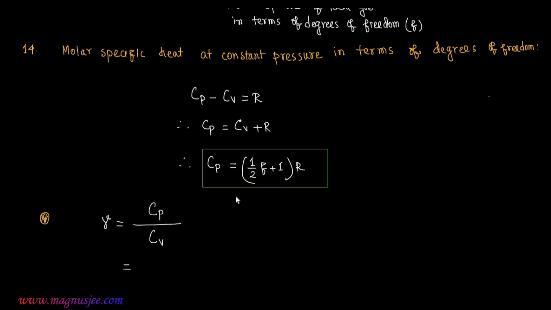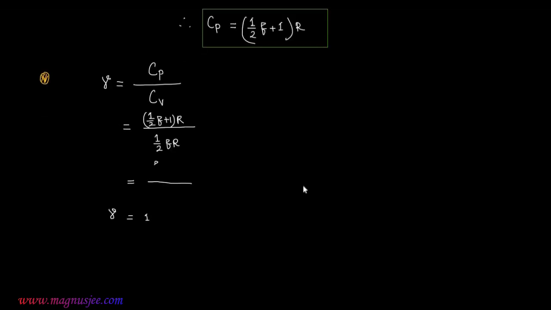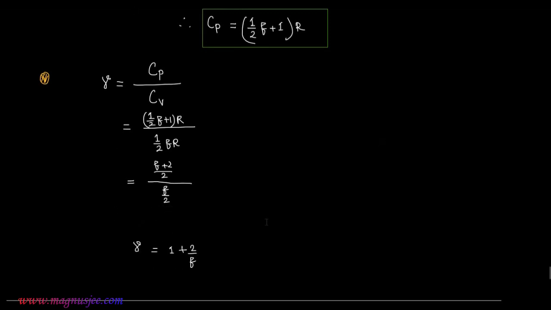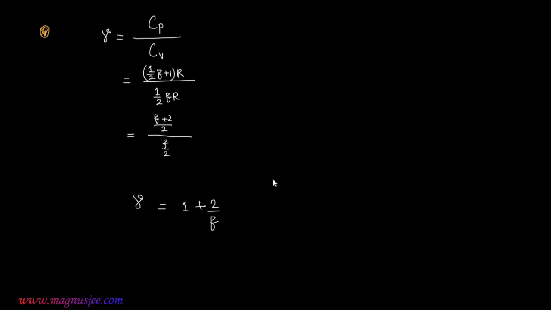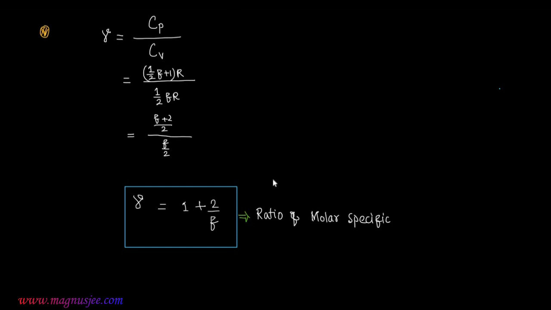Now, the ratio of molar specific heat of the gas at constant pressure and volume is gamma, which is Cp by Cv, equal to half F plus 1 R divided by half F R. And what should be the expression of gamma in terms of the number of degrees of freedom? Now simplifying, we get F plus 2 divided by 2 whole divided by F by 2, and we get gamma as equal to 1 plus 2 by F. That is the expression of the ratio of molar specific heat of the gas. Gamma is equal to 1 plus 2 by F, the ratio of molar specific heat of the gas at constant pressure and volume in terms of the number of degrees of freedom.